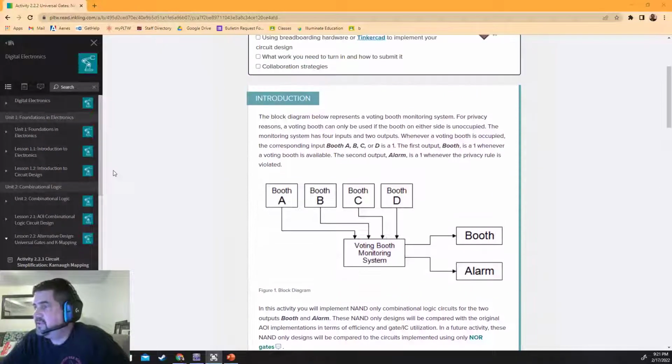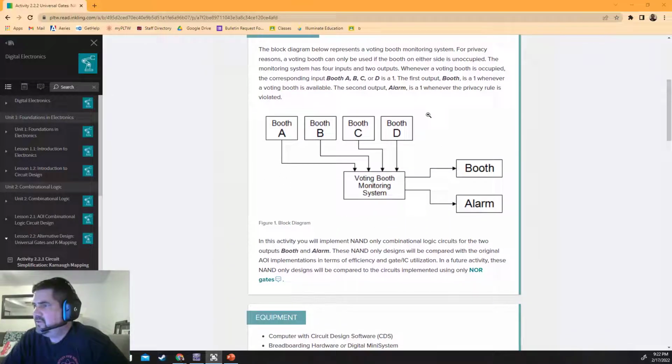Okay, folks, so now that you know what a NAND gate is, let's just jump to the assignment. You can read this, and it's going to explain what I'm going to tell you, but I'm going to say it in my own words. So you're going to design something with 4 inputs, A, B, C, and D, and they're voting booths. These are booths that you would go into to vote.